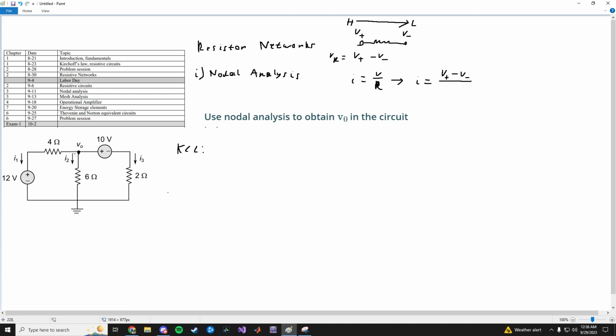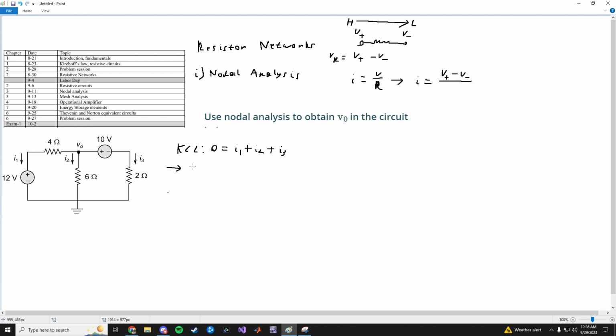So remember, current going in equals current going out of the node. It looks like all the currents are going out, like this. That means current going in is 0, which equals the current going out, I1 plus I2 plus I3. And then we write the nodal analysis equation.